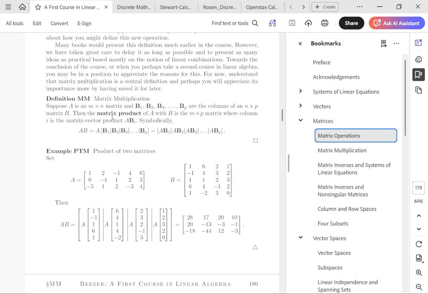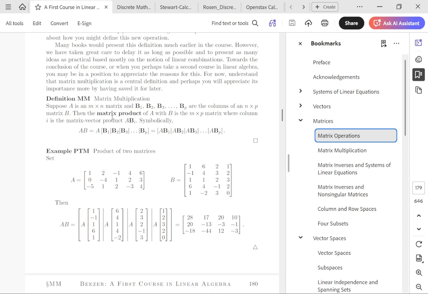So if you see the definition here, suppose A is an m by n matrix, and B1 through Bp are the columns of an n by p matrix. Then the matrix product of A with B is the m by p matrix where column i is the matrix vector product ABi. Symbolically, AB is A times B1 through Bp. In the previous video we looked at the matrix vector product. Well, matrix multiplication is just doing that repeatedly for however many columns the matrix B has.